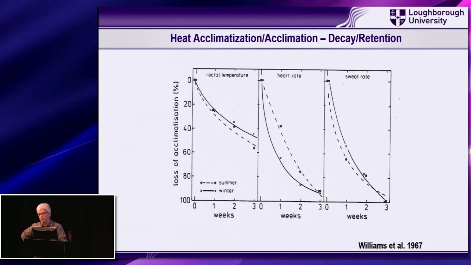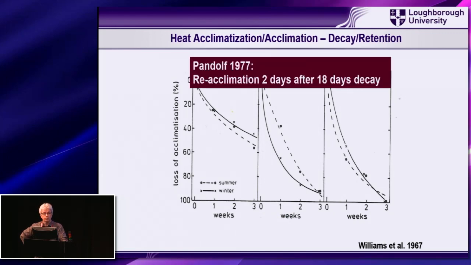Very quickly, you will lose acclimation. Typical standard numbers are 2 to 3 weeks, and you've lost most of your acclimation. It's different for rectal temperature, heart rate, and sweat rate, but 2 to 3 weeks later there is very little left of the benefit. But if you're an athlete and you can go to the hot place within a week, week and a half, re-acclimatization happens quite quickly, within 2 days.